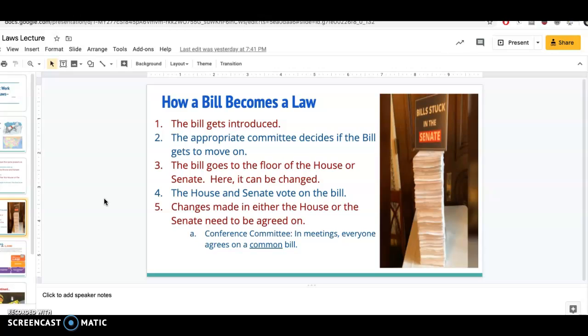So in this meeting, everyone agrees on a common bill. This is where everyone goes, all right, I'm willing to take out this part for you since you don't like it, and add this instead. Things like that. And just an idea of how long things can get stuck in this process, you can see in the picture, that is a legit picture of a bill stuck in the Senate. Not at present, but in the recent past.